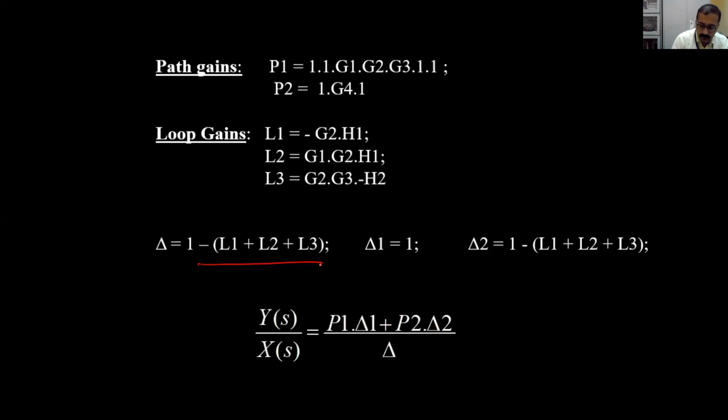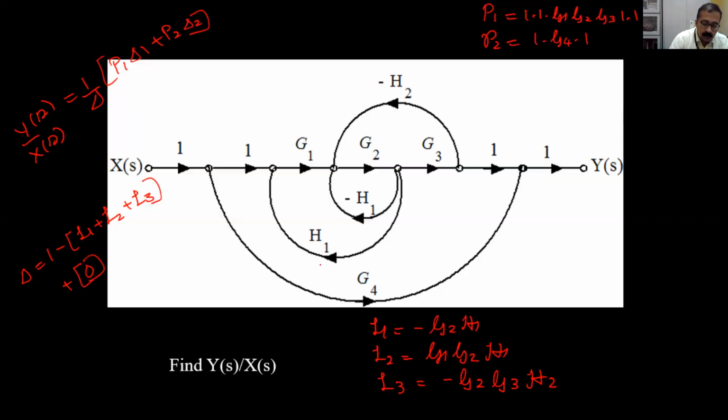Right? Now, what is delta 1? Delta 1 means 1 minus sum of all loop gains not touching the first path. Which is the first path? 1, 1, G1, G2, G3, 1, 1. All the loops are touching, so you get delta 1 as 1.